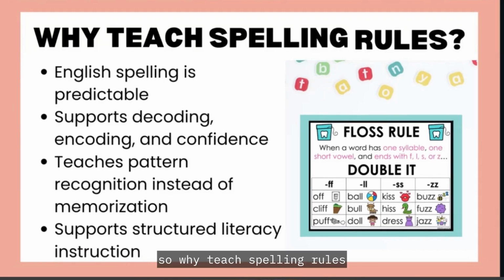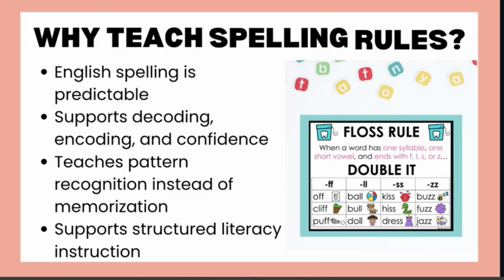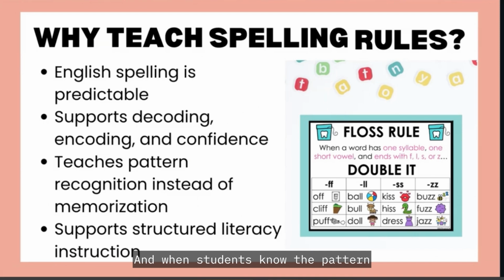Okay. So why teach spelling rules, or why teach these hacks to your students? One of the biggest misconceptions is that English spelling is random, but that's actually incorrect. English spelling is predictable and it's logical. And when students know the pattern, it's easier for them to decode, encode, and just be more confident with their reading. Teaching spelling rules helps children with pattern recognition instead of memorization.